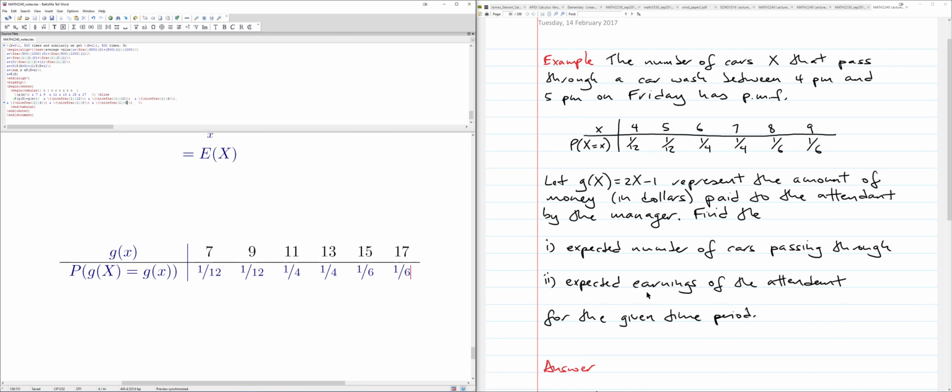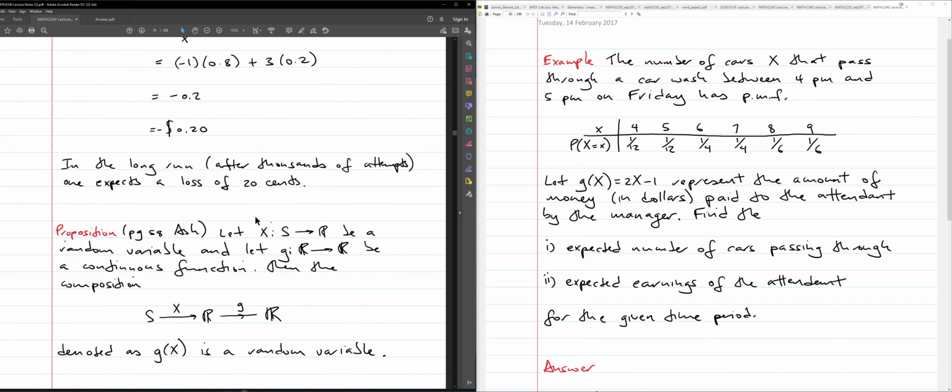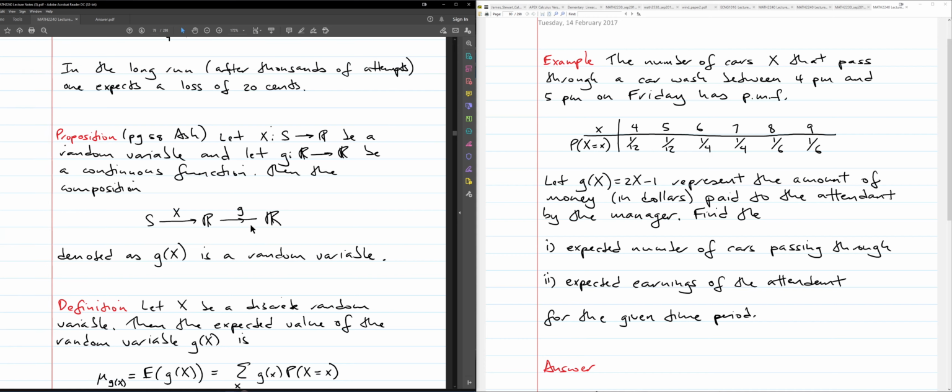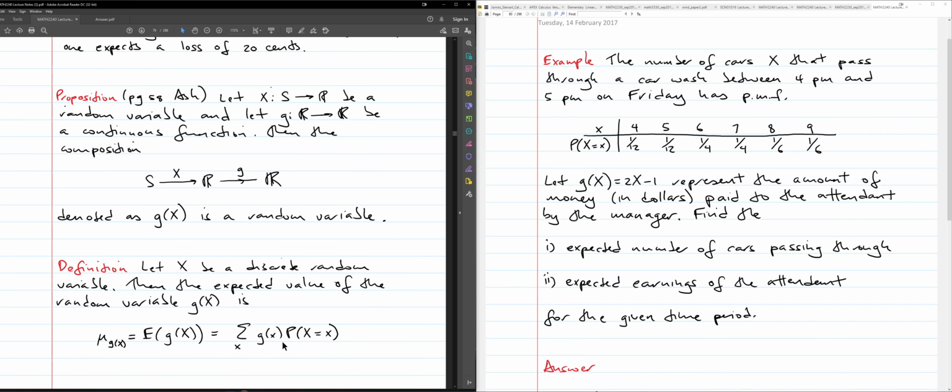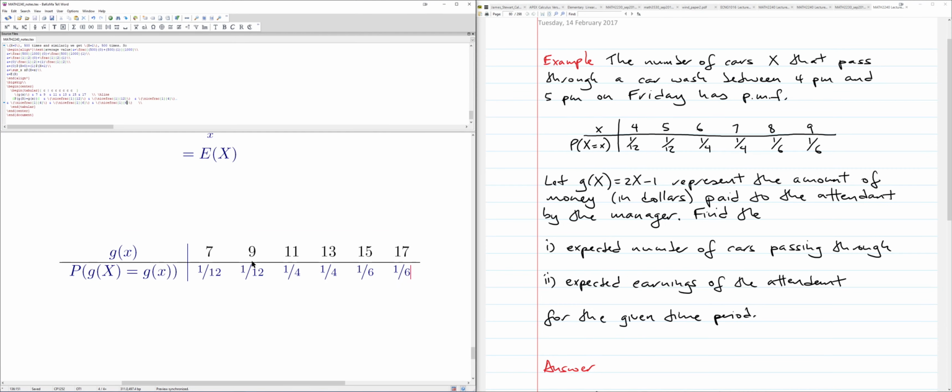Okay, so the expected earnings of the attendant would be the expected value of this random variable g of x. Now you could work it out from this PMF table over here, but the better way to do this is to use this definition, which would give you the same thing. The benefit over here is that you don't need to construct a separate PMF table to work this out.